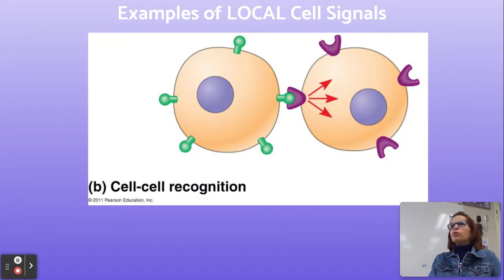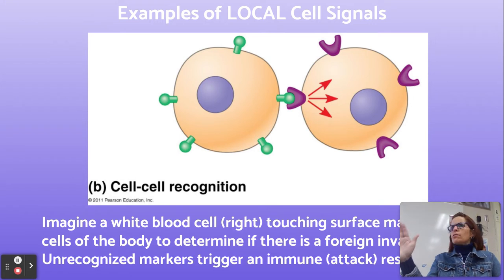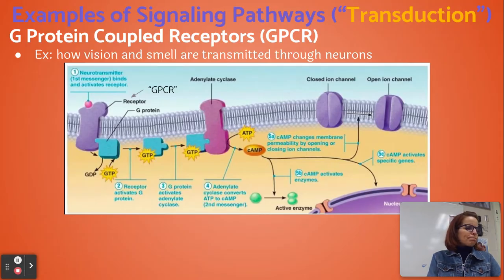Here's an example of local cell signals. Sometimes the cells are communicating directly with one another. This is an example where we have a white blood cell that is traveling around the body, and it's touching every single cell, making sure that that cell doesn't have any invaders. And if it does, then it attacks. So a white blood cell touching the surface is an example of a local cell signal.